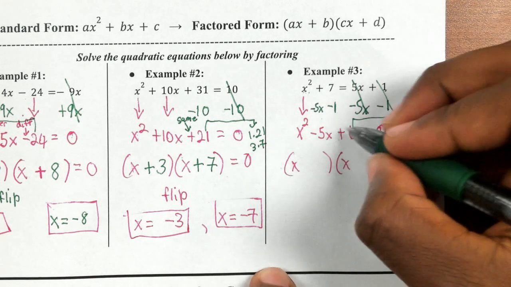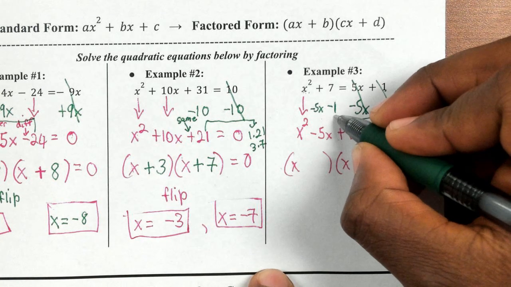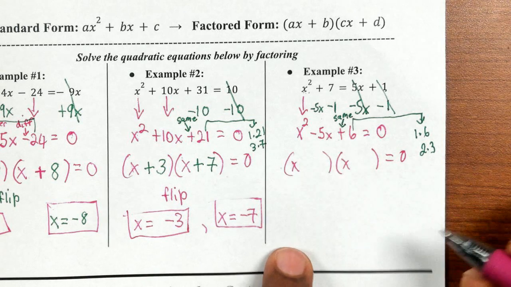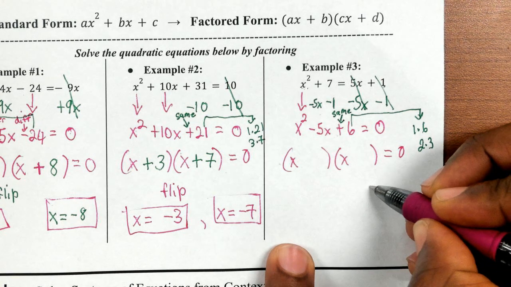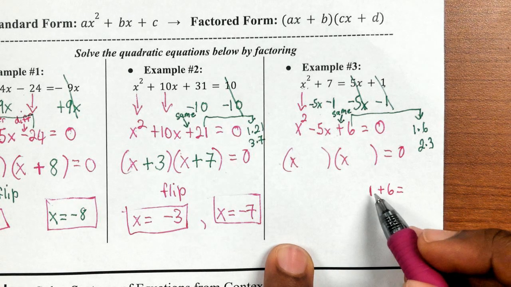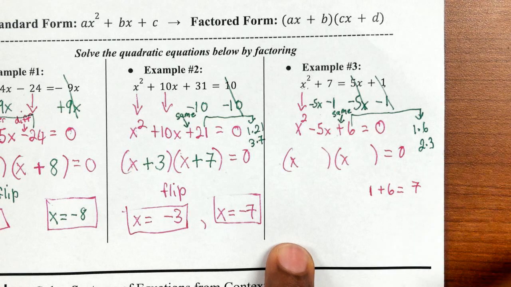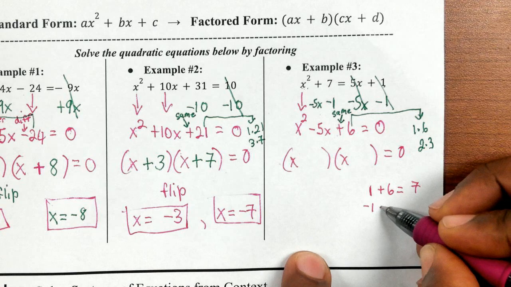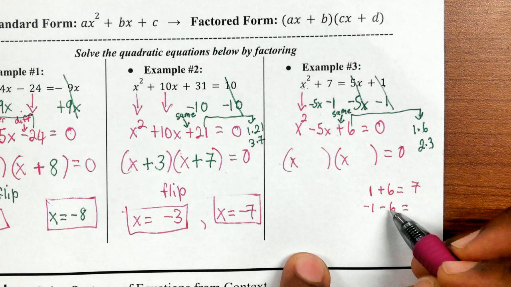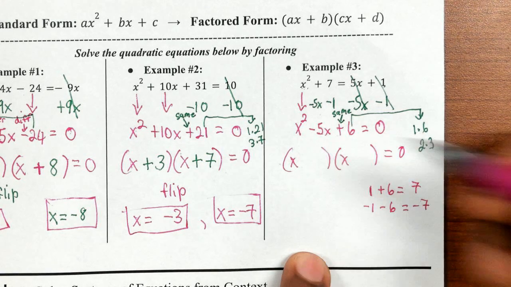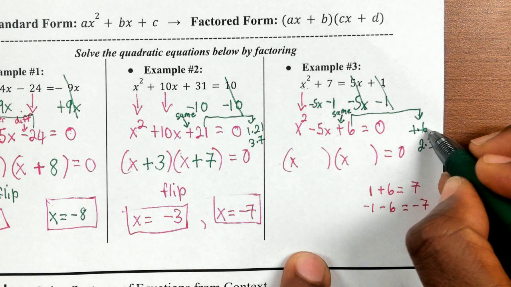So again, when I see a positive here, I think about same signs. So I need to figure out what two same signs will give me a negative 5. If I had a positive 1 and a positive 6, they both have the same positive sign. This will give me positive 7, but we needed negative 5. If we had a negative 1 and a negative 6, these have the same signs. This will give me negative 7. I needed negative 5, so this one would not work.